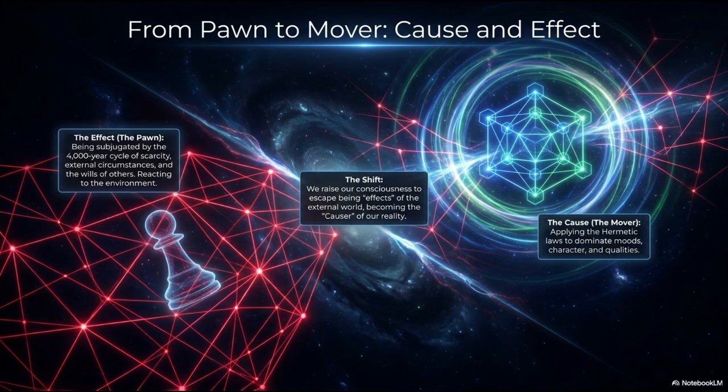The text describes humanity as operating like pawns on the chessboard of life. Because when you live in chronic fear and scarcity, your nervous system is constantly reacting to external forces. Exactly. You are the effect of the economy, the effect of political news, the effect of someone cutting you off in traffic. So true. The entire goal of mental alchemy is to understand these laws of vibration and polarity and to raise your consciousness so you become a mover. You become the cause rather than the effect.